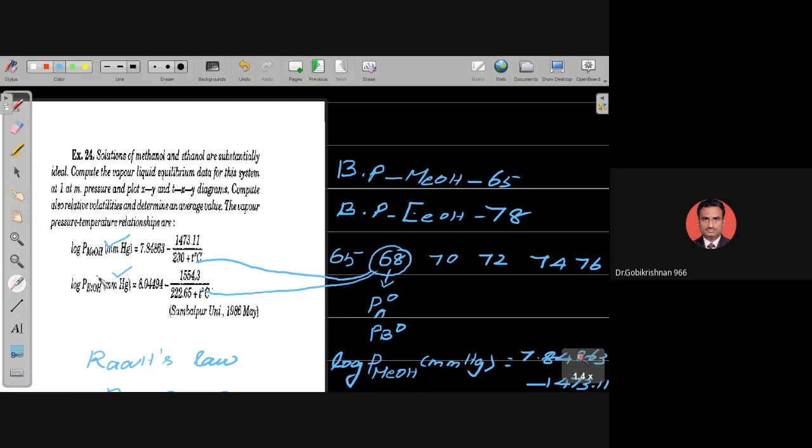Similarly, the second expression relates the vapor pressure and boiling temperature of ethyl alcohol. Here you have to substitute 760 and find the boiling temperature of pure ethyl alcohol. That we found as 78 degrees. Then after that, we have to arbitrarily select some temperature between 65 and 78. Therefore, I have selected 68.